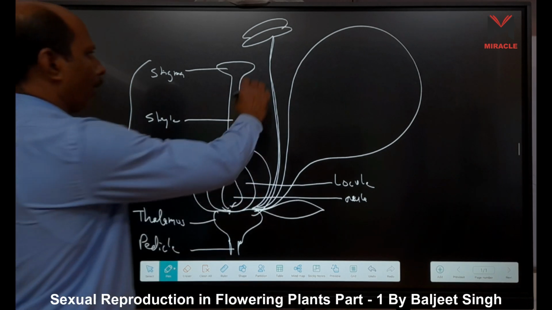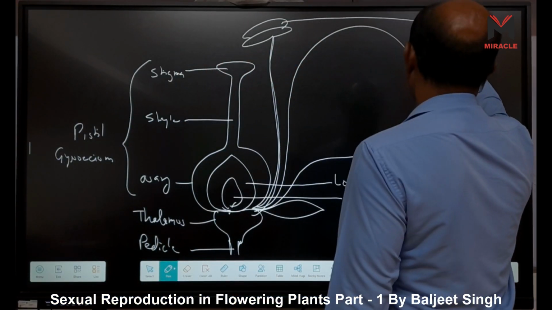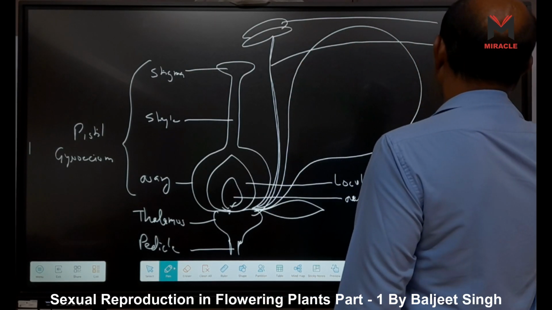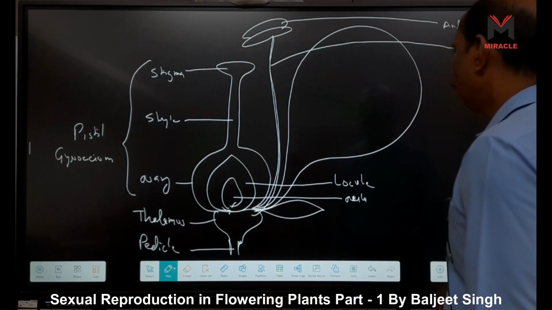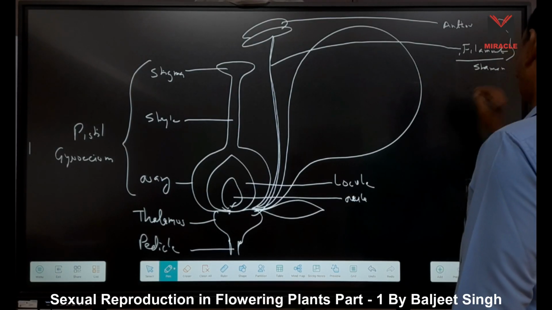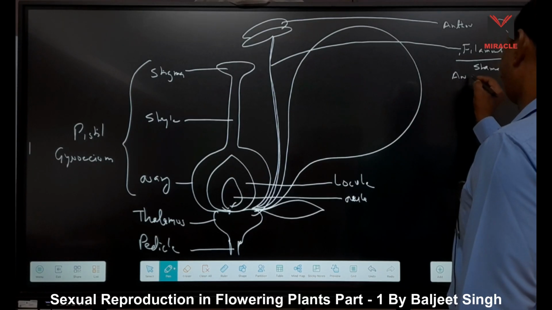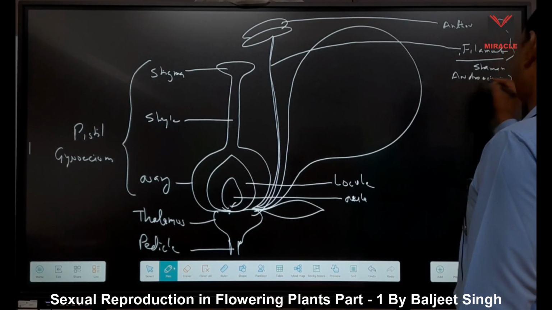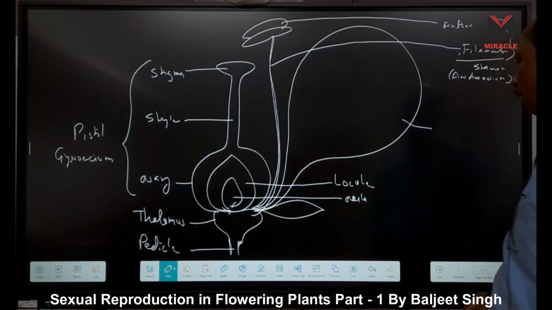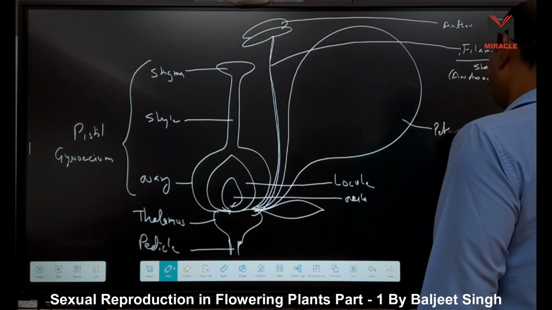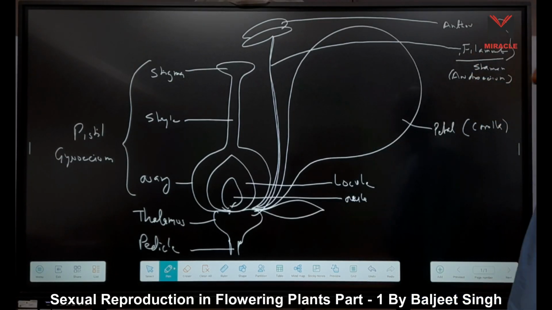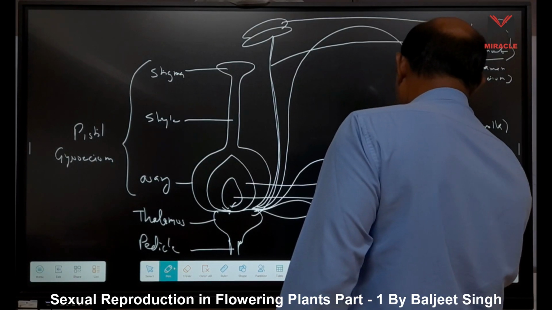Gynoecium, right? Now here, this one is our anther. This is our filament, right? These two, they form stamen, or we can say Androecium, right? This is the colorful part, that is a single member. Because it is a single member, it is called a petal, right? And it is a part of corolla, right?